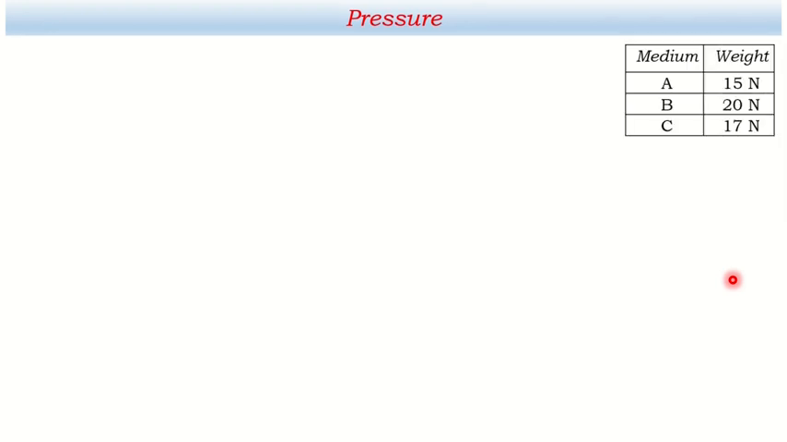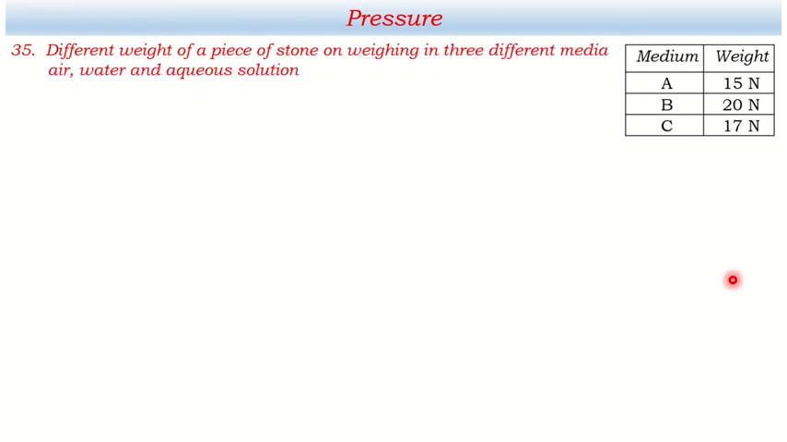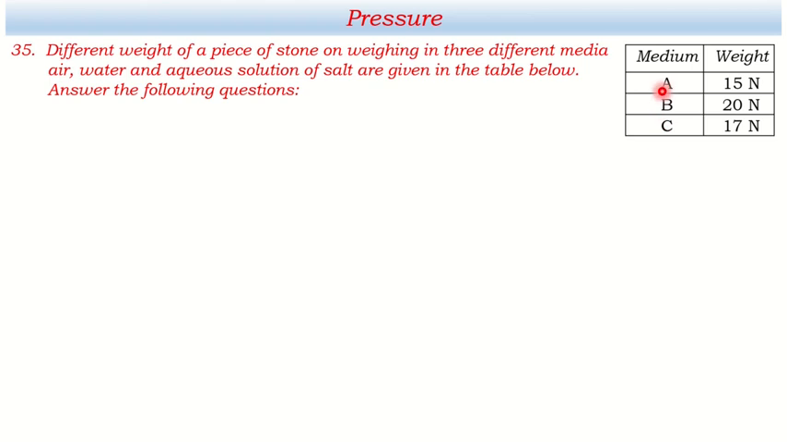Okay, let's have another numerical. Here a table is given and the question is: different weights of a piece of stone on weighing it in 3 different media, air, water and aqueous solution of salt, are given in the table below. Answer the following questions. It means A, B and C are air, water and aqueous solution of salt, but which one is air, which one is water and which one is salt solution, we don't know. It's not given. We have to answer the question.